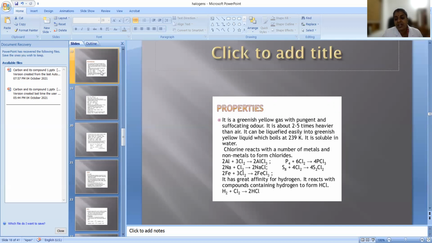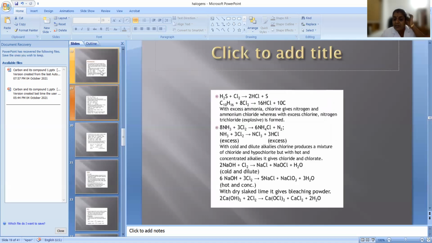Okay, chlorine reacts with a number of metals and non-metals: aluminium chloride, sodium chloride, iron chloride; phosphorus, that is a non-metal, gives phosphorus chloride; with sulfur, S2Cl2. With H2, it will react and form hydrogen chloride. When H2 reacts with chlorine, we will get HCl. When C10H16 reacts with Cl2, we will get HCl and carbon. These are the reactions of chlorine.